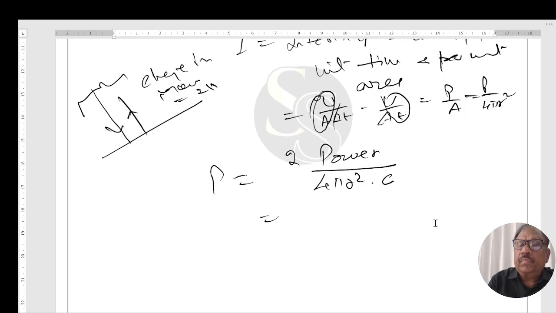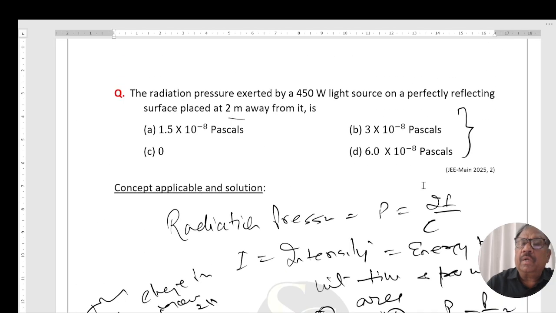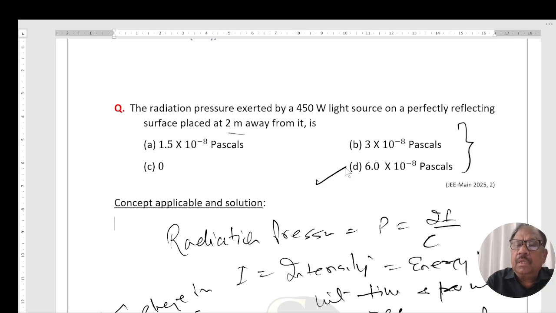Substituting values: twice into 450 upon 4 pi into r square, 2 square into 3 into 10 to the power 8. On simplification we get D. This is the correct answer, right? Next question.